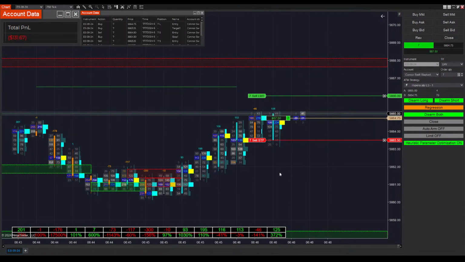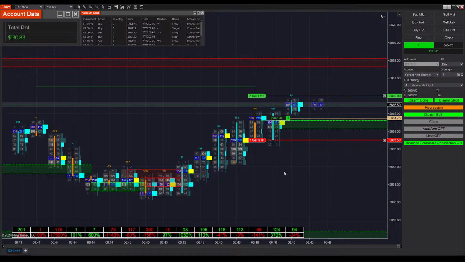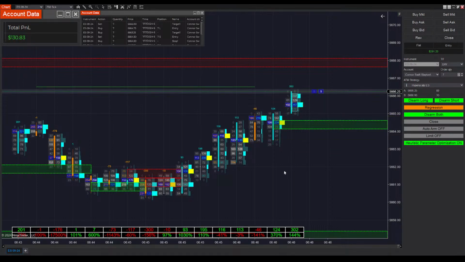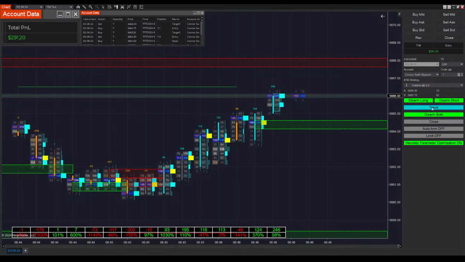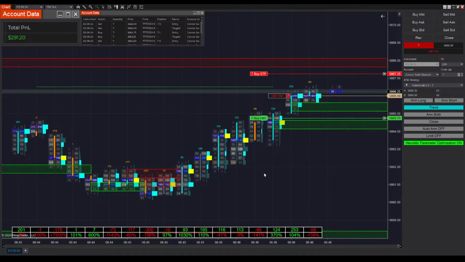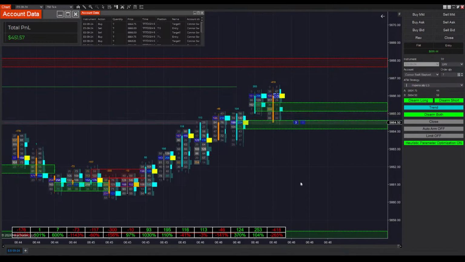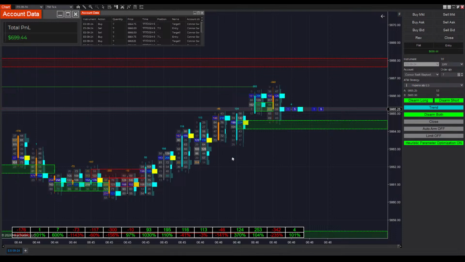Just got filled into a long position. And now we are finally positive on the day. We are going to be switching to trend mode here with the formation of this range at that zone. We end up winning that trade as well very quickly.